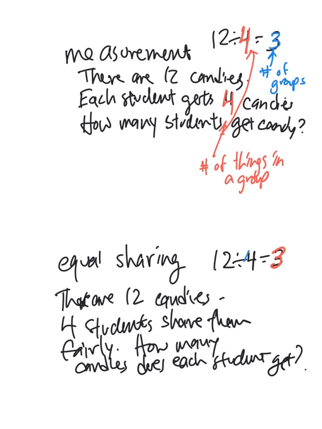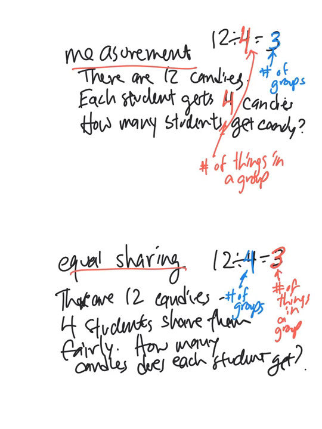In equal sharing division, the number of groups is given to you. So there were 4 groups. Each group was a student, a group of candies, and the number of things in a group is the quotient. So between these two ideas, between measurement division and equal sharing division, they're fundamentally different in that the divisor and the quotient, the meaning of those changes depending on which one that we're looking at.